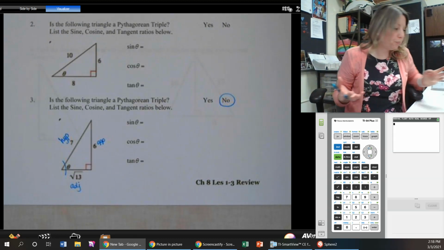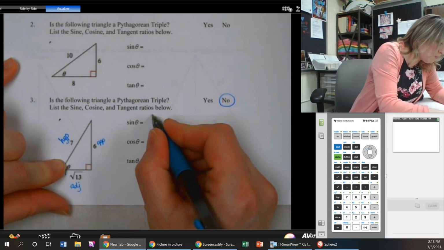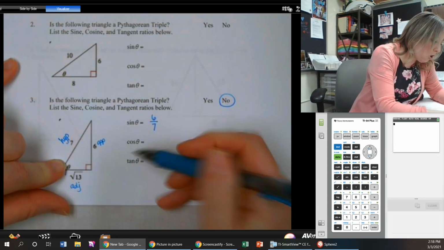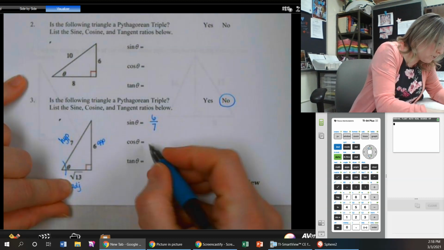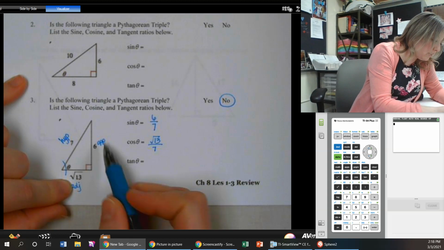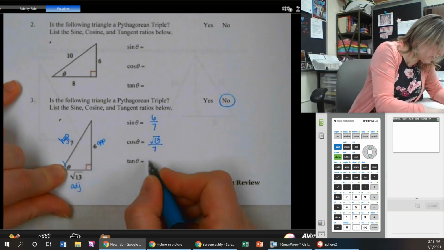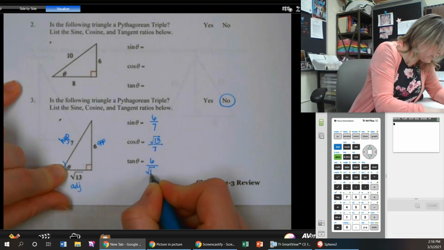So let's go. The sine is opposite over hypotenuse. That'd be 6 over 7. The cosine is adjacent over hypotenuse. That's radical 13 over 7. And the tangent is opposite over adjacent. That's 6 over radical 13.